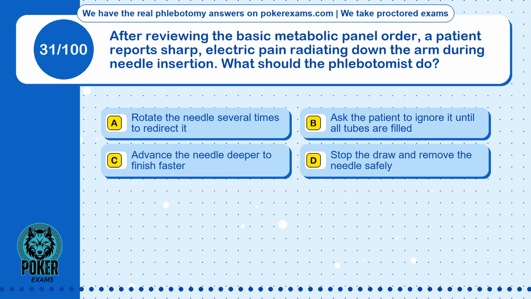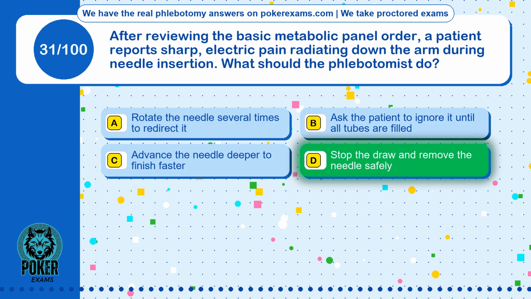Question 31. After reviewing the basic metabolic panel order, a patient reports sharp, electric pain radiating down the arm during needle insertion. What should the phlebotomist do? Option A. Rotate the needle several times to redirect it. Option B. Ask the patient to ignore it until all tubes are filled. Option C. Advance the needle deeper to finish faster. Option D. Stop the draw and remove the needle safely.